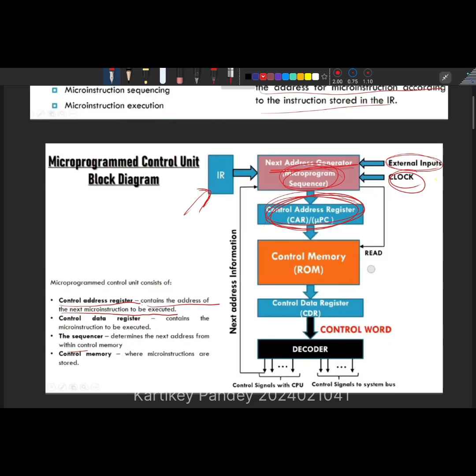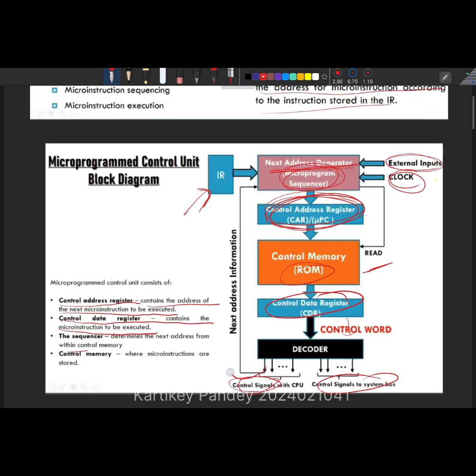Now we have this control memory, which is a read-only memory, and then we have the control data register, CDR. Let's see what CDR does. The control data register contains the microinstruction to be executed. So as CAR contains the next microinstruction that is to be executed, the CDR, the control data register, contains the present microinstruction to be executed. Now this control word goes to the decoder, and the control signals go to the CPU and the system bus.